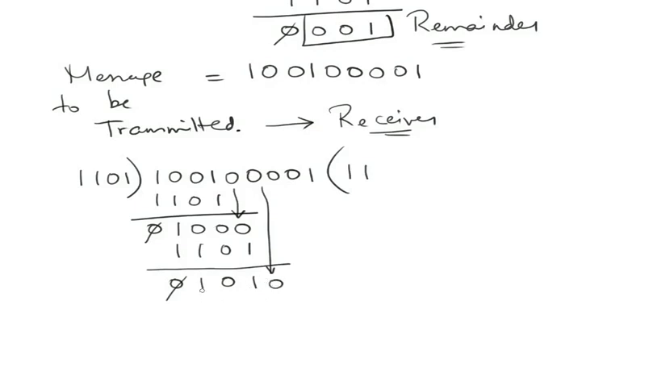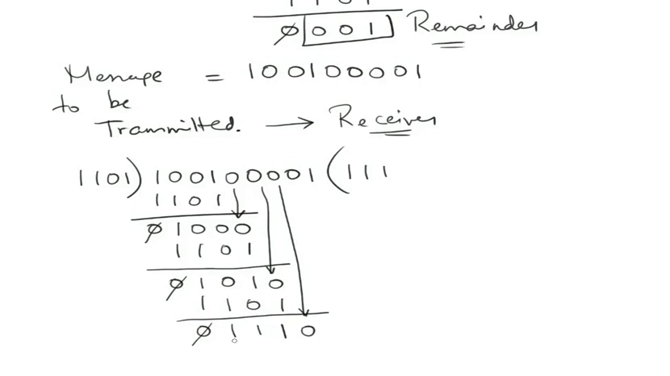The first bit is 1, so put a 1 here. 1 times 1101 is 1101. Even number of ones is 0, odd number of ones is 1, odd number is 1, odd number is 1. Discard the first 0 and bring the next bit down, put 0 here.